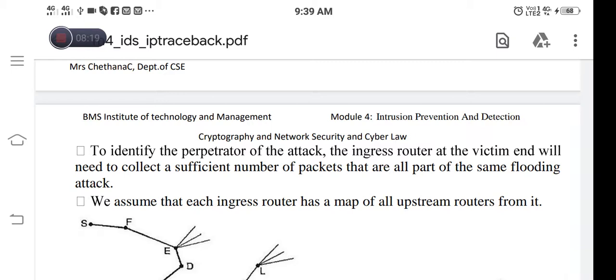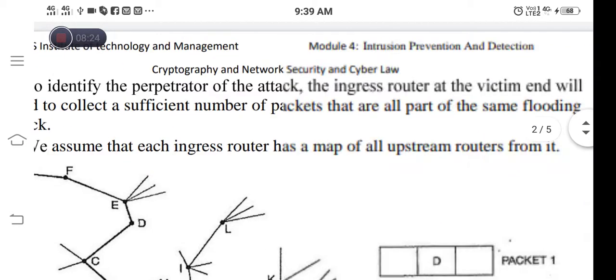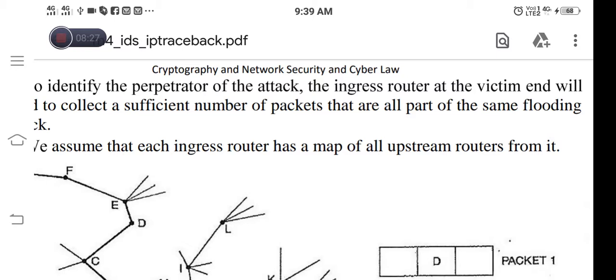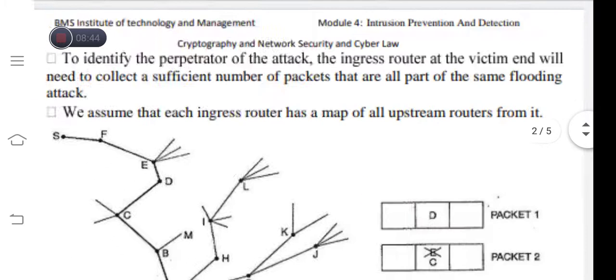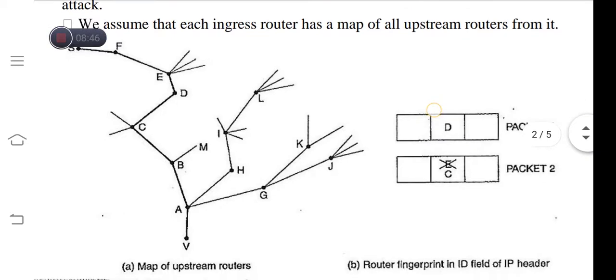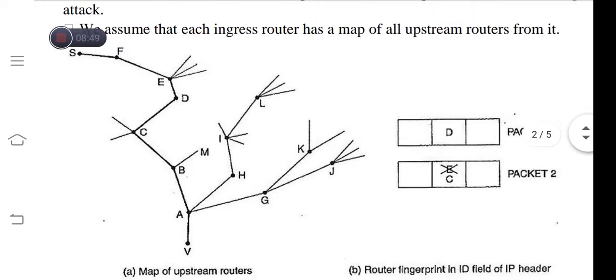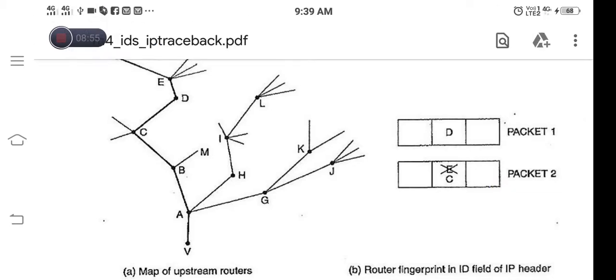So, here one more assumption is each ingress router will be having a map of all upstream routers from it, which helps to identify the path of a packet, also with the usage of the map of all upstream routers. Okay, so now here we are seeing a diagram with respect to the map of upstream routers, and also in figure B the router fingerprint in the ID field of the IP header.